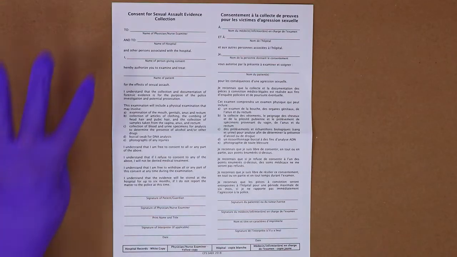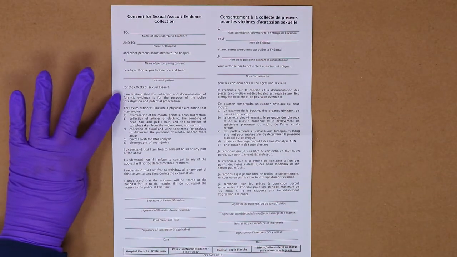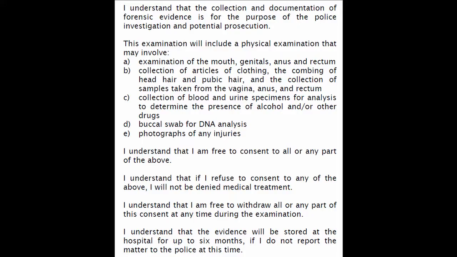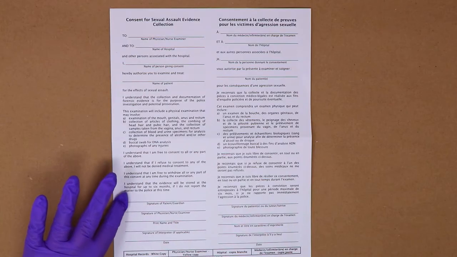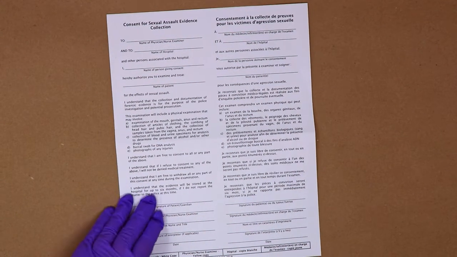For each of the consent forms, the statement should be read out loud to the patient so that they can hear and understand what they are consenting to. Here we have the statement that is read out to the patient for the collection of the kit, and it details that it will include a physical examination, including the mouth, genitals, anus, and rectum. It includes information about their willingness or ability to consent to any or all of the above, and that refusal to consent to any parts of this will not deny them medical treatment. They can withdraw their consent at any time.